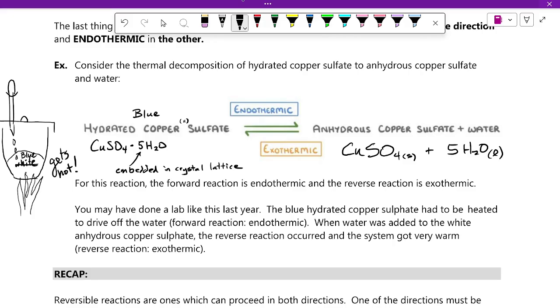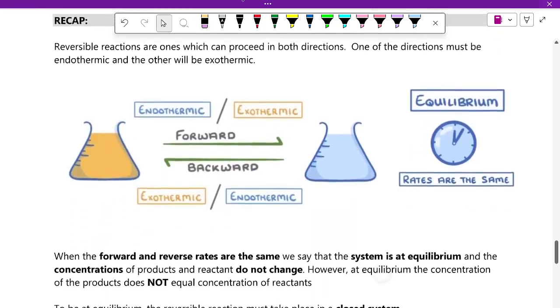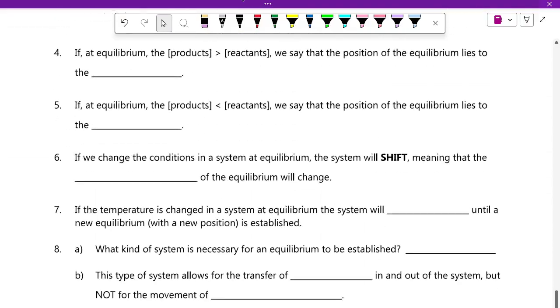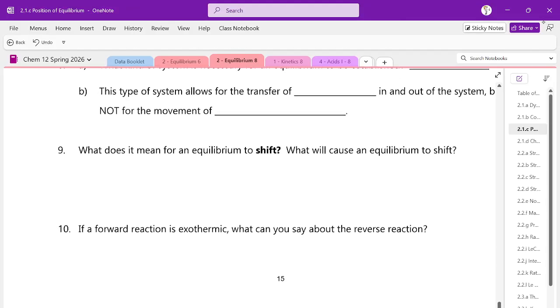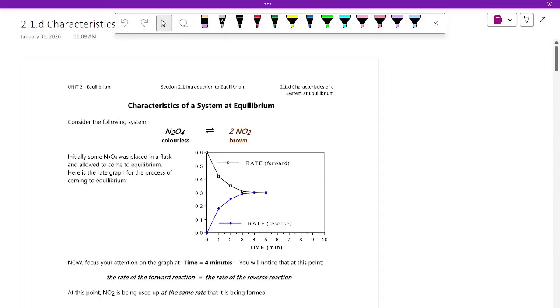There's a recap here, but I don't know that we need the recap. I think we've sort of hammered this all home to death. Okay, there's some exercises here, which we're not going to do. Actually, before we do that, we're going to do a little demonstration.